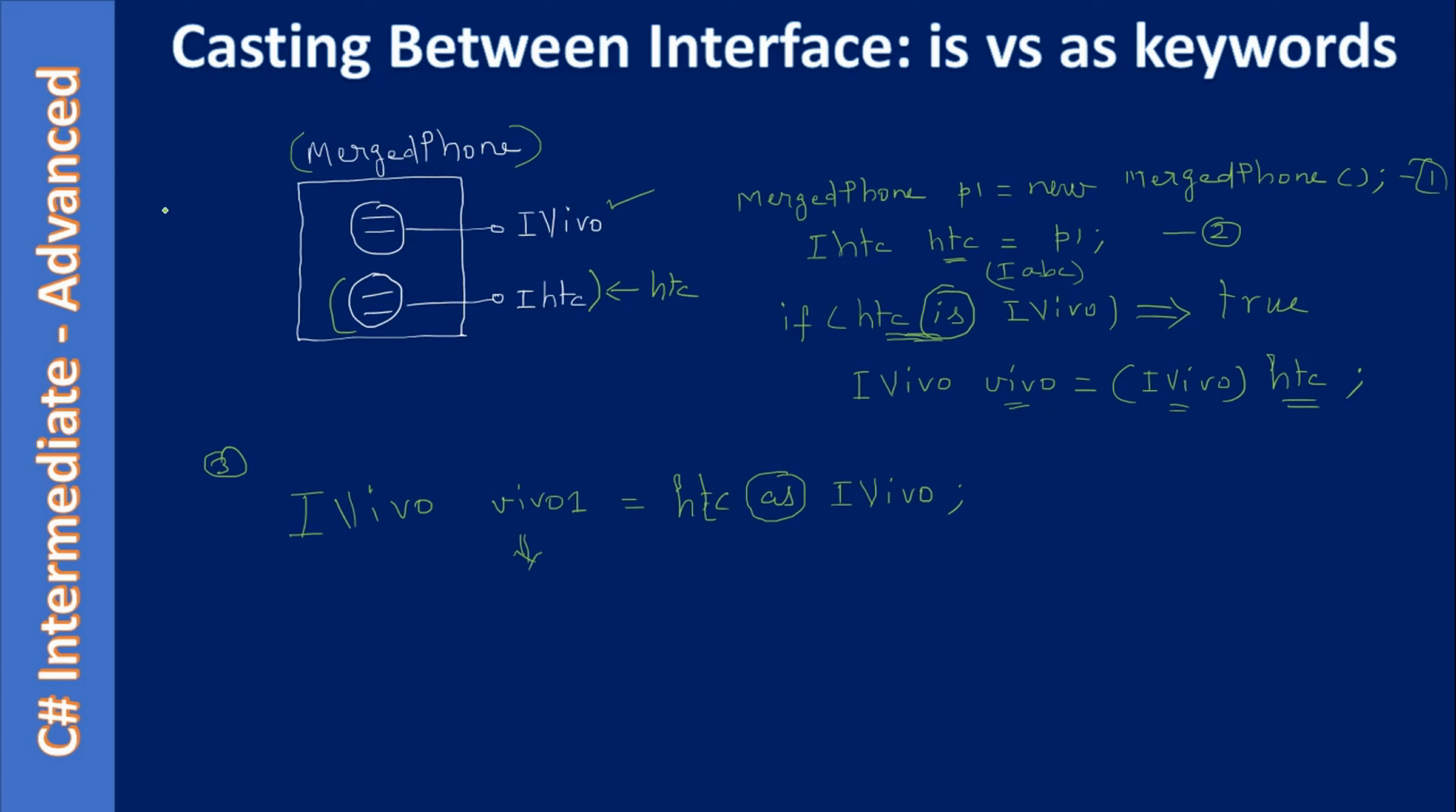Let's say the merged phone is at 0x1dd. So the conversion becomes a success. That means we converted it. But let's say we use iHTC as iABC, then we are pointing it with the iVivo.